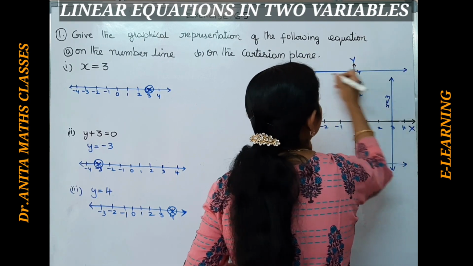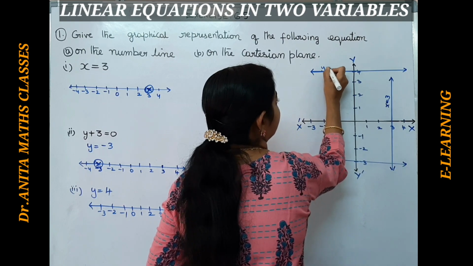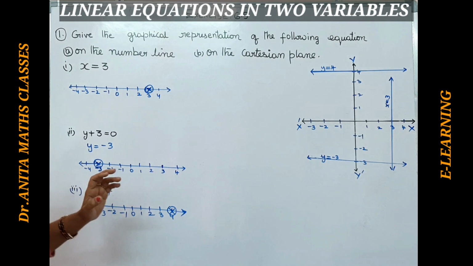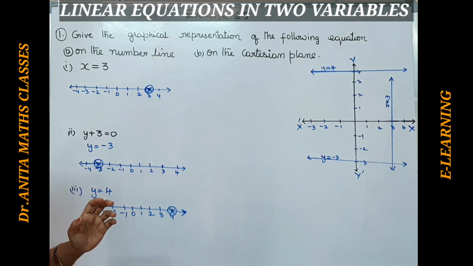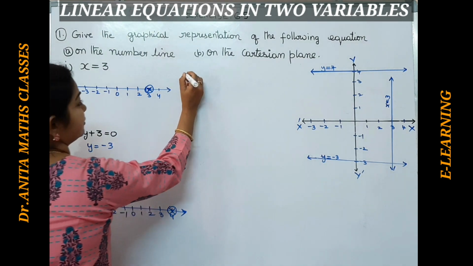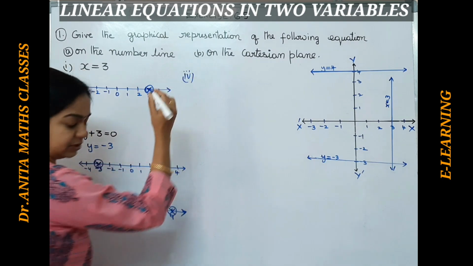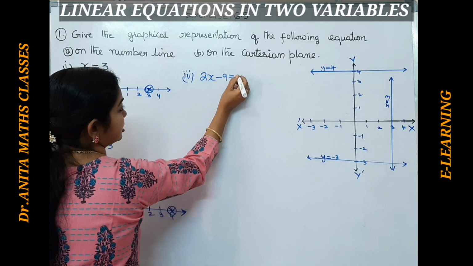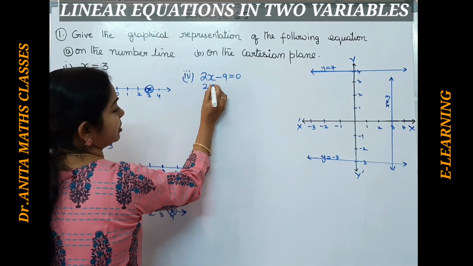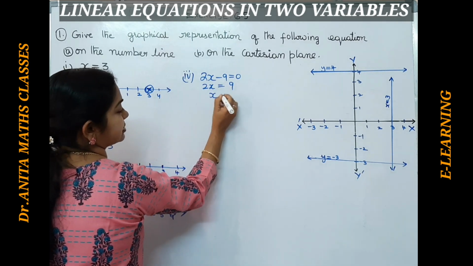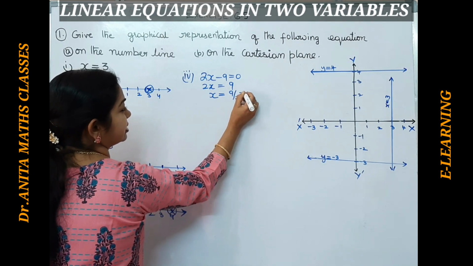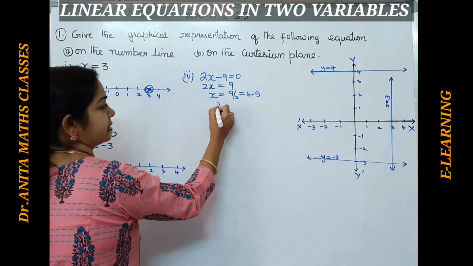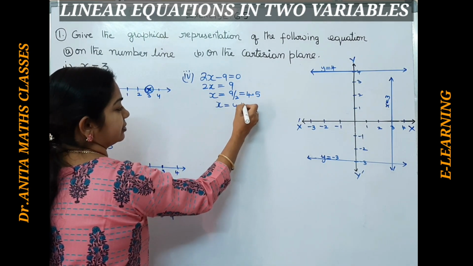Okay. So this is y equal to 4 on the Cartesian plane. Likewise, you have two more problems there. So the fourth problem, in the textbook it is 2x minus 9 equal to 0. So that means here 2x equal to 9, x equal to 9 by 2, that is 4.5. Okay. So x equal to 4.5.